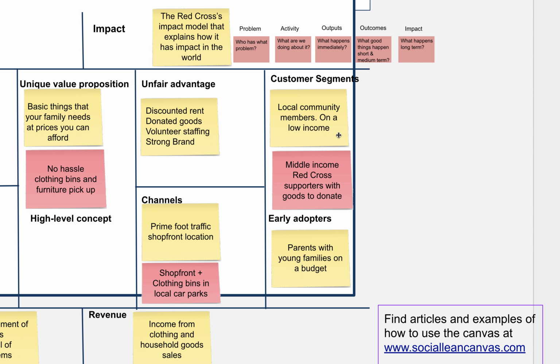And the early adopters for the shopping customer segment, I've put down as parents with young families on a budget. And my sense is that their problem and need for low-cost clothing will be heightened as a subset of those local community members on a low income, because they've got children who are growing and the constant need to update their clothing because they're growing out of their old clothing, and the pressure that puts on a budget. My hunch would be that makes them ideal early adopters.